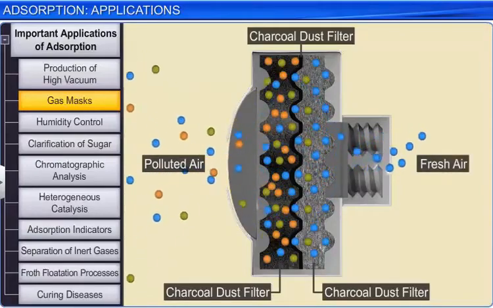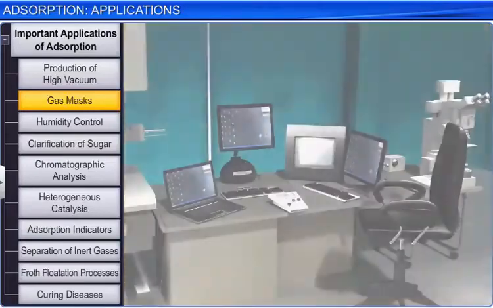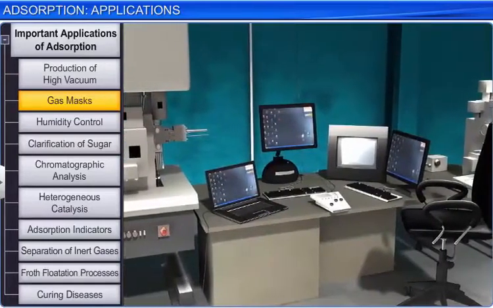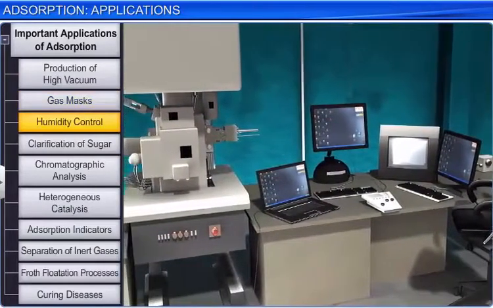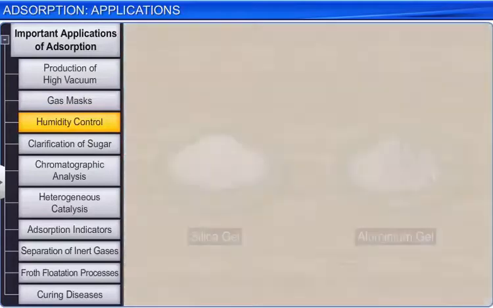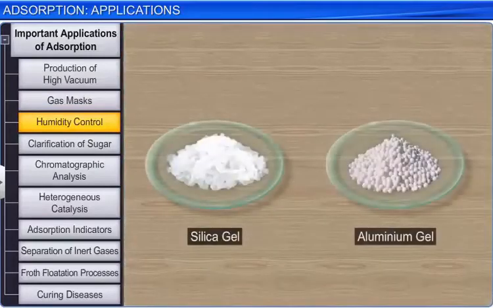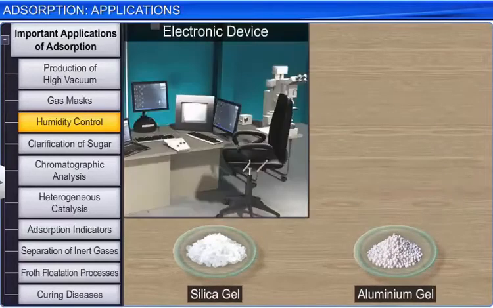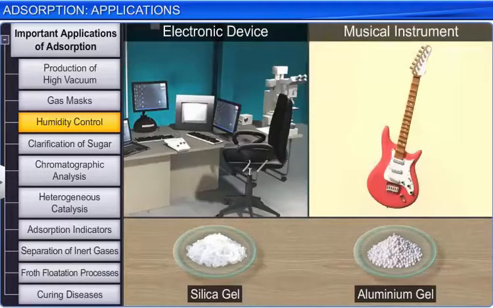Another application of adsorption is to control humidity in the air. Silica and aluminium gel are used to keep the relative humidity as low as possible. They adsorb moisture from the air, thereby preventing damage to electronic devices and musical instruments. Silica gel is also used as a means of preservation to control relative humidity in museums, libraries, and exhibitions.